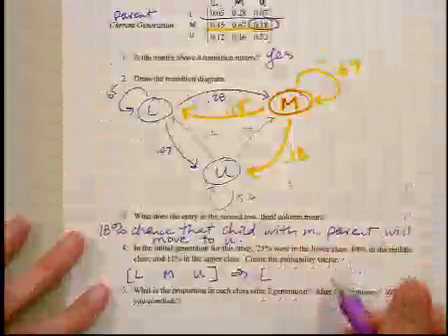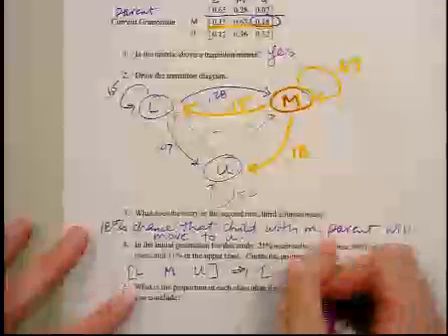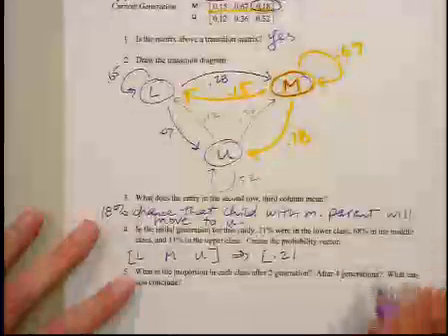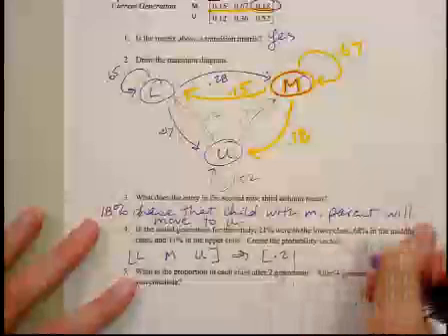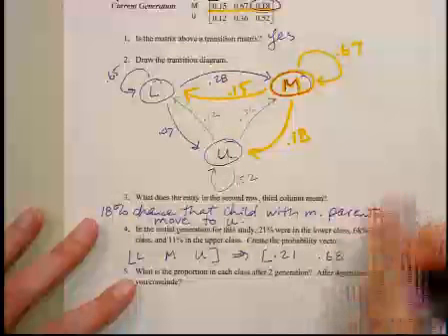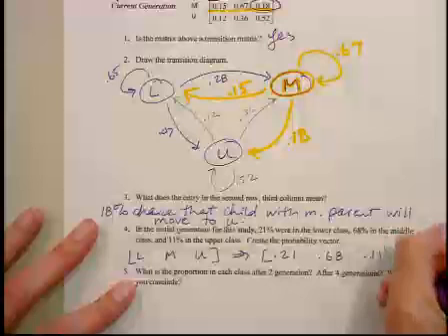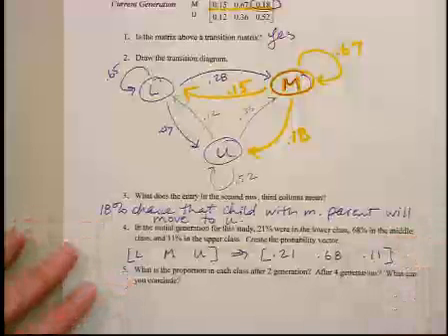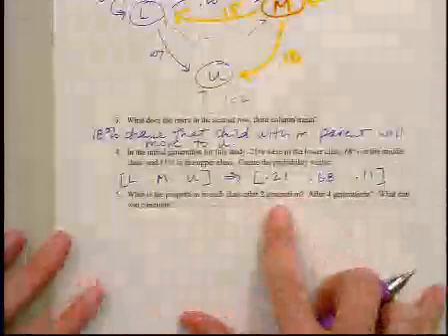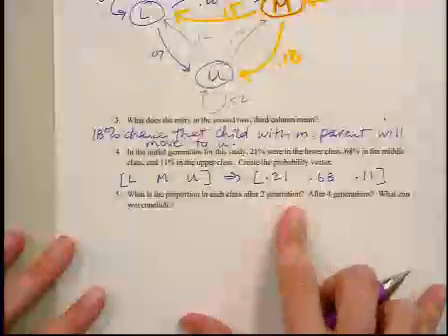Probability vector is that row vector. We are given lower first, so I'm going to express those as decimals. So I've got 0.21, and then 0.68, and then 0.11. So that's my probability vector. Finally, what is the proportion in each class after 2 generations?